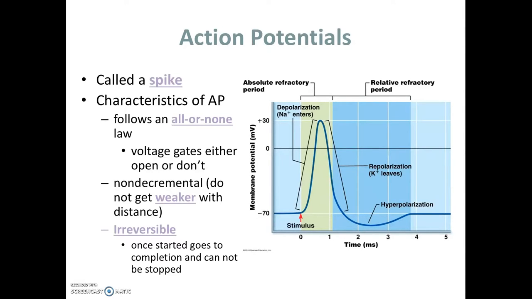It is non-decremental. It does not get weaker with distance. It maintains the same level of depolarization as it moves along the axon. And action potentials are irreversible. Once it has started, it goes to completion at the axon terminal and cannot be stopped. These things are different from a local potential.